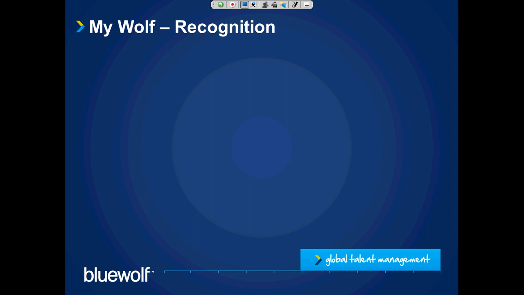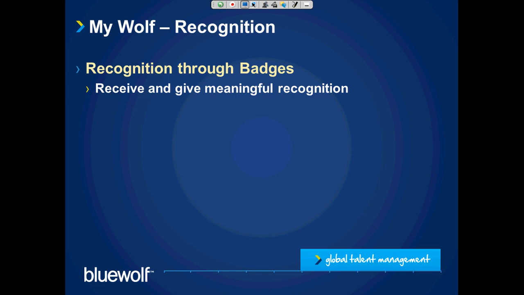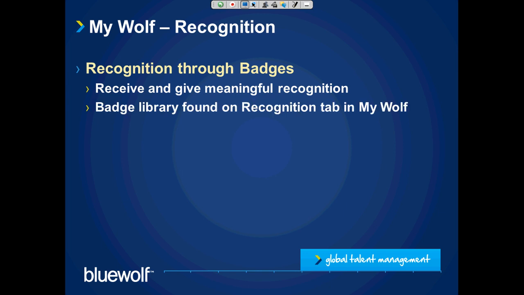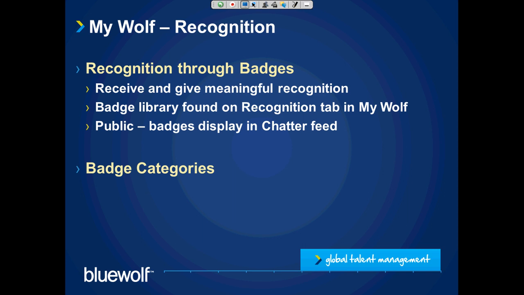So let's talk about MyWolf and recognition. As we hope you've become familiar, recognition is a new way to give and receive meaningful recognition. And this is through the form of badges found in the badge library on the recognition tab in MyWolf. Badges are public, and we hope you've seen them coloring up your chatter feed lately. There are two categories of badges, and we'll show you some examples of them a little later in the presentation, but first are our company-wide badges. These badges are available to everyone in the organization. Right now there are 5, and everyone will see these 5 badges in their badge library.